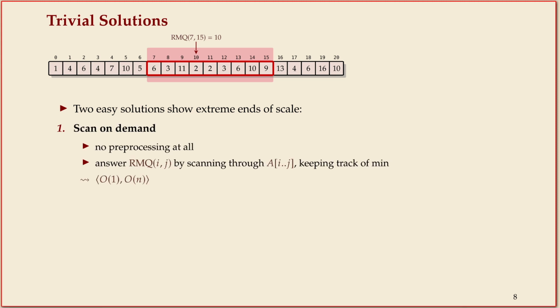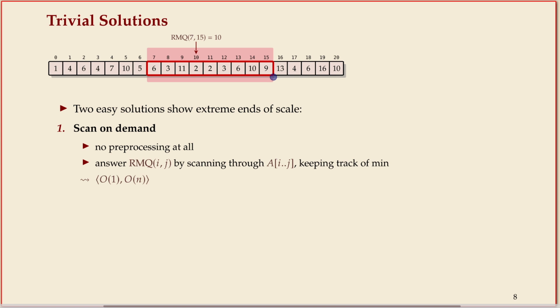One option is you do nothing at preprocessing time, which means at query time, you have to do all the work. All the work means we have to find the minimum in some range. So we just walk through and keep track of the current smallest element. If we do that, say, from right to left, we can keep track of the last occurrence. That's the leftmost. Different options. And then you need time proportional to the length of the range that you're looking at.